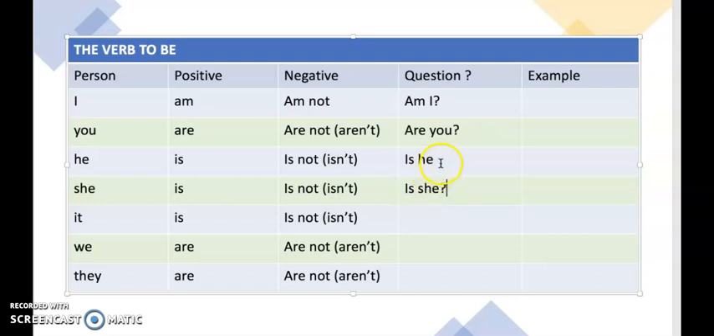Don't forget your question marks. It is, is it. We are, are we. They are, are they. And that's the verb to be, always learning it in the positive, the negative, and the question.